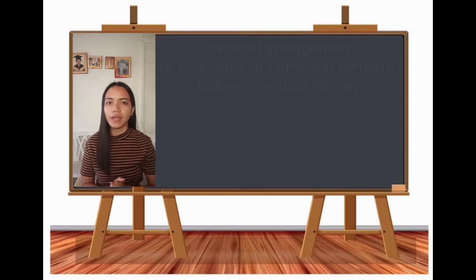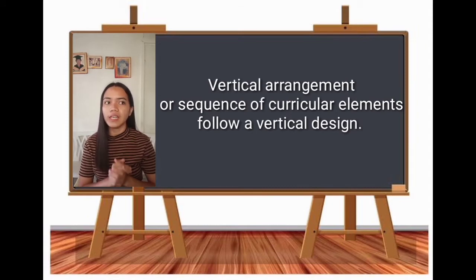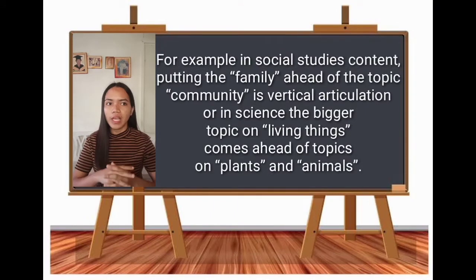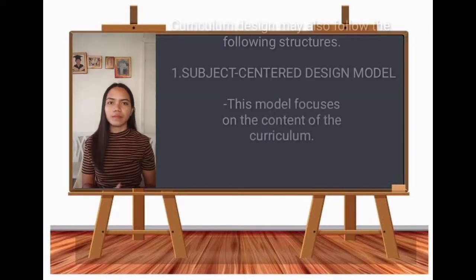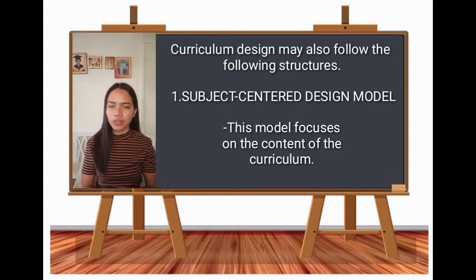On the other hand, in vertical arrangement, the sequence of curricular elements follows a vertical design. For example, in social studies content, putting the family ahead of the topic community is vertical articulation, or in science, the bigger topic on living things comes ahead of topics on plants and animals. Curriculum design may also follow the following structures.